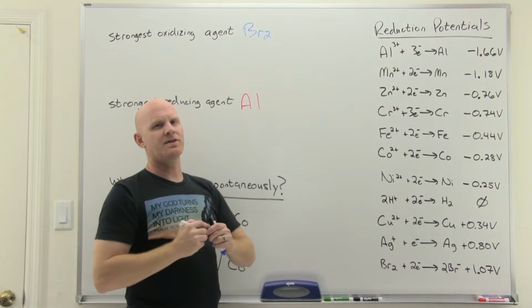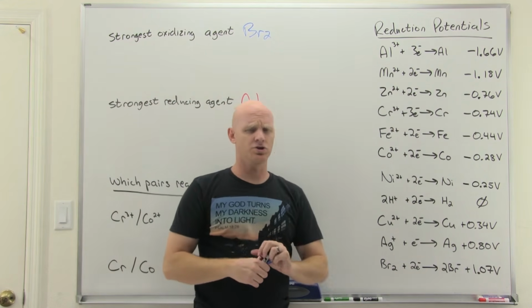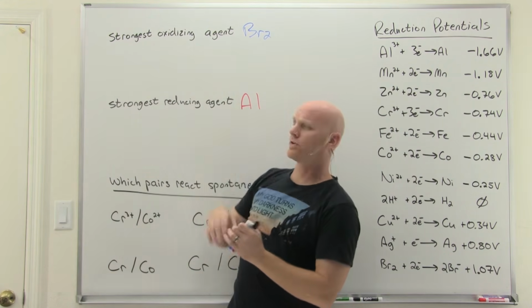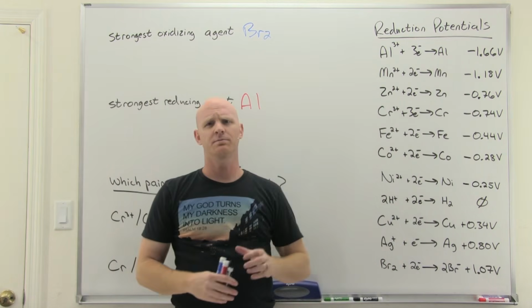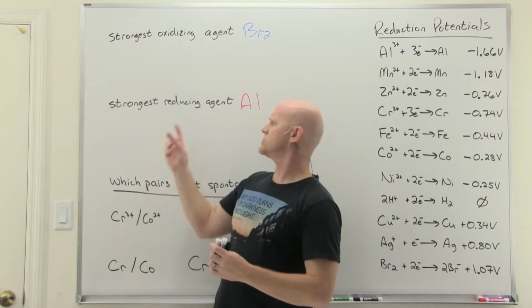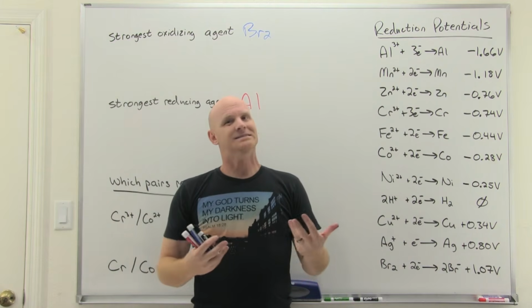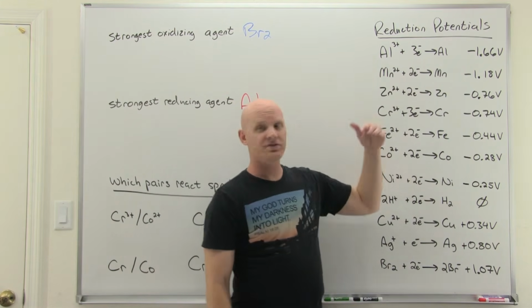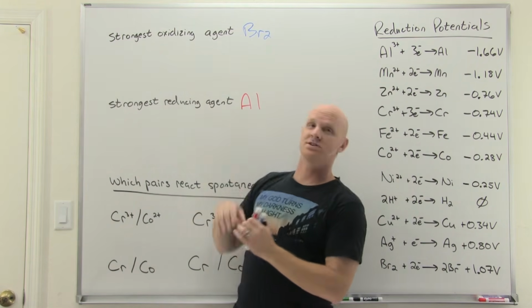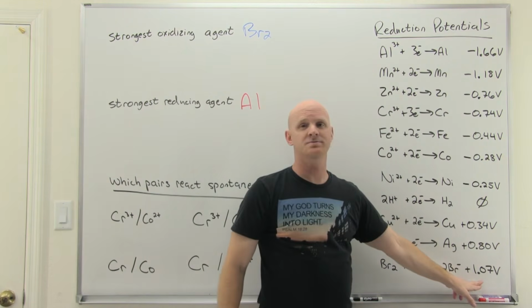Now, this is tricky, and a lot of students will tell me, Chad, I was told that if I wanted the strongest oxidizing agent, I look for the most positive value. And if I want the strongest reducing agent, I look for the most negative value. Well, sorta. If you want the strongest oxidizing agent, you do look for the most positive value on a table of reduction potential. That's true.